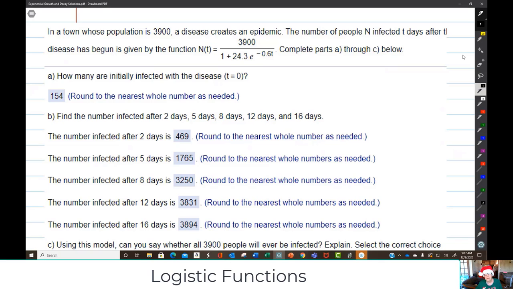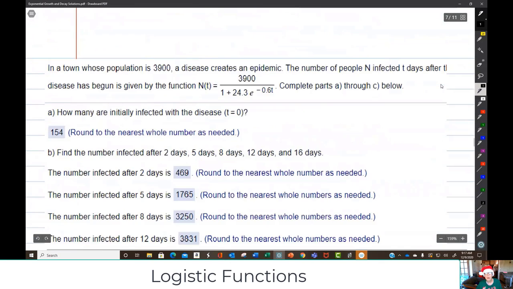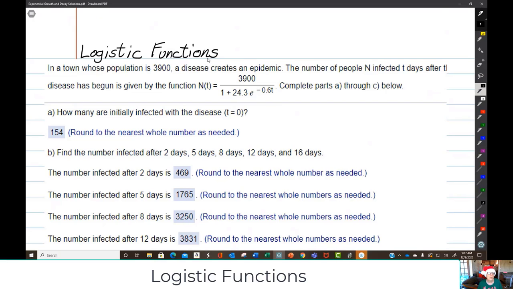All right, now one more. And I think there is no more after this. No, okay. One more. I wanted to introduce you to logistic functions. This is an exponential growth formula, but it's used when there's an upper limit to the growth. And it looks pretty darn ugly, like, I don't want to use that. But actually, you're not being asked to do much of anything with it except calculate in your calculator. So, let us do that.